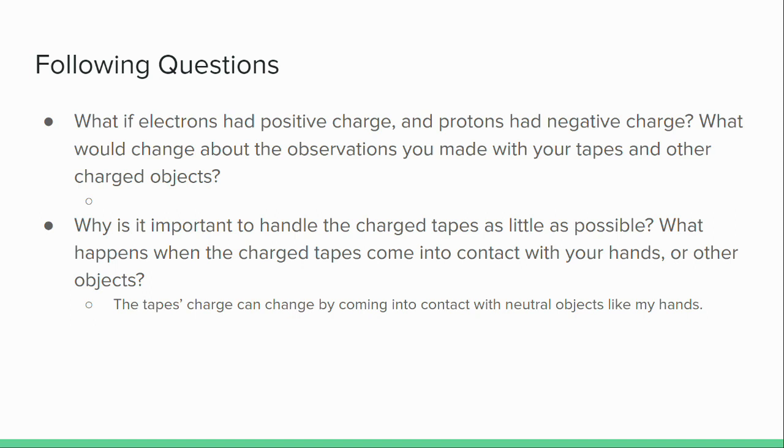Why is it important to handle the charged tapes as little as possible? What happens when the charged tapes come into contact with hands or other objects? The tape's charge can be changed by coming into contact with neutral objects like hands or the table. That is why it's important to touch them as little as possible, otherwise charges can move and affect the results of the experiment.